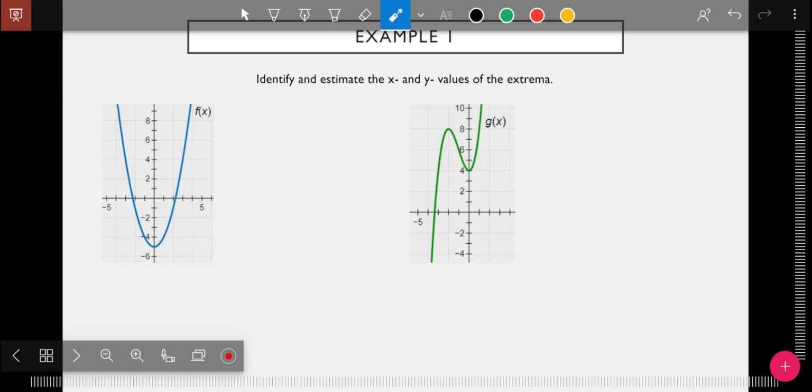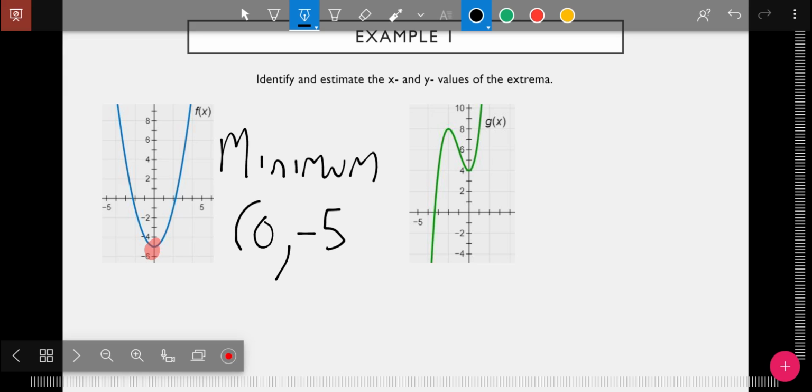So let's talk about the extrema I can identify. In the first graph, that point right there is a minimum. And at that point, the point would be (0, -5). So the x value is 0, the y value is -5 at the minimum.